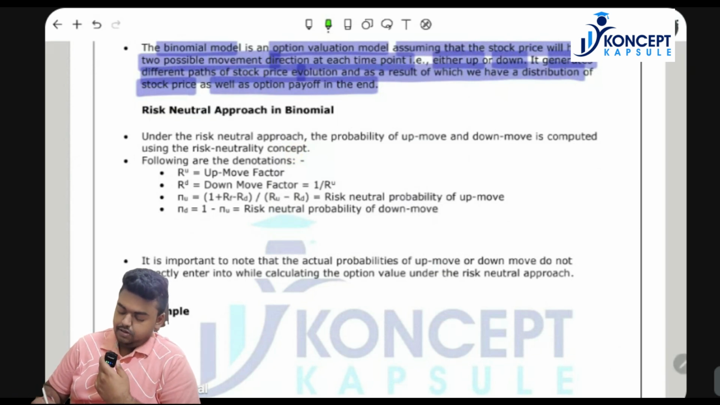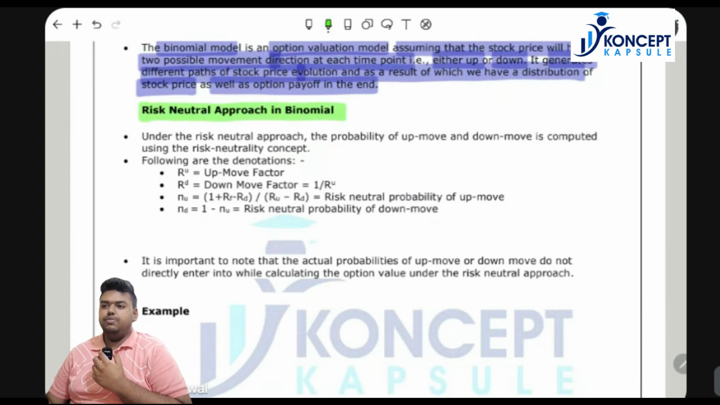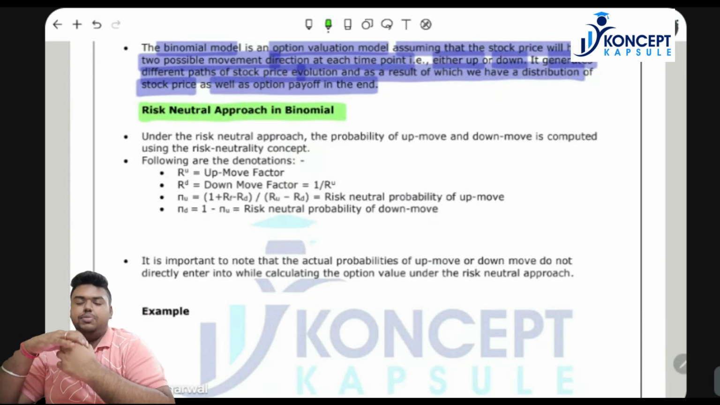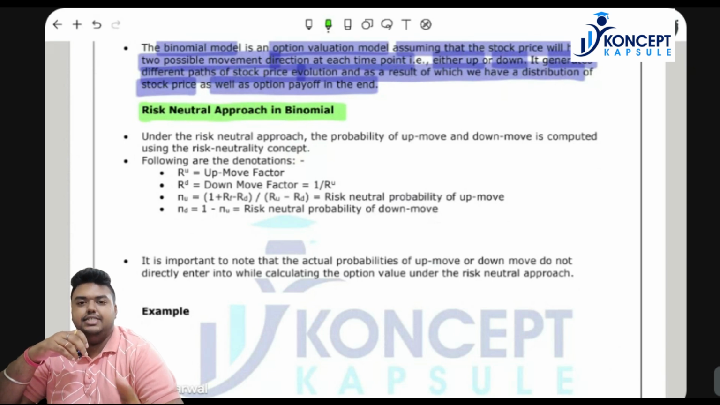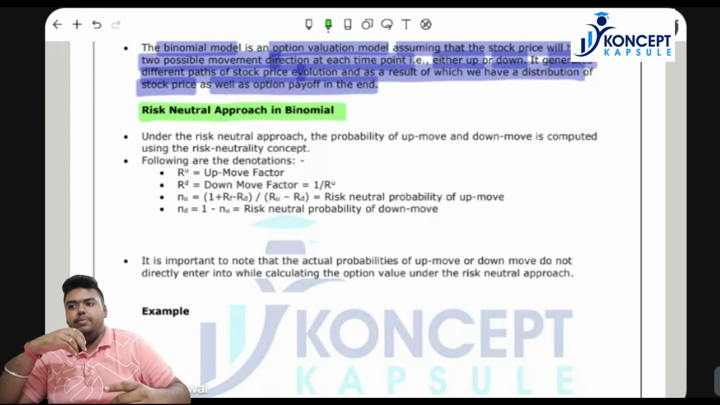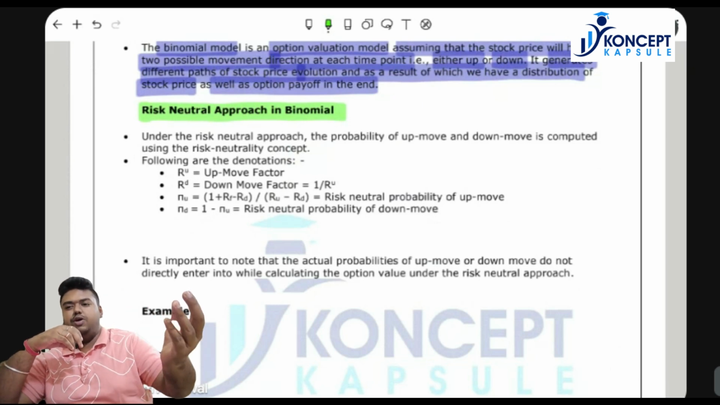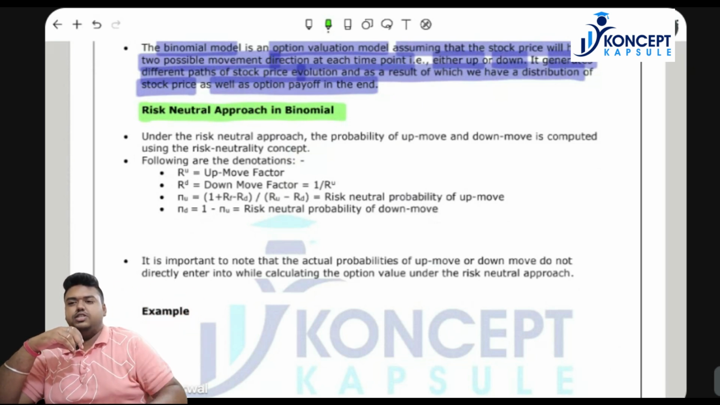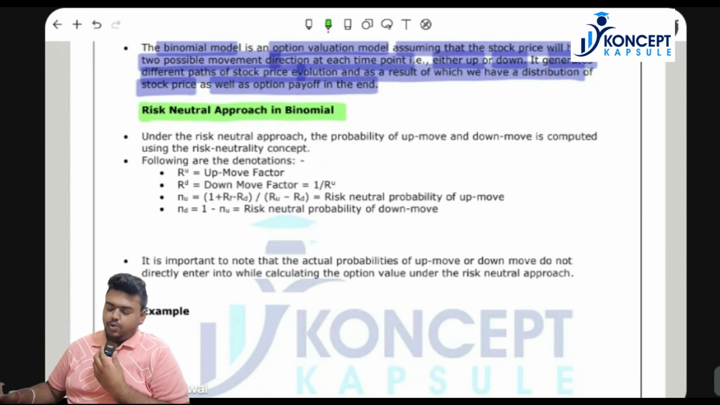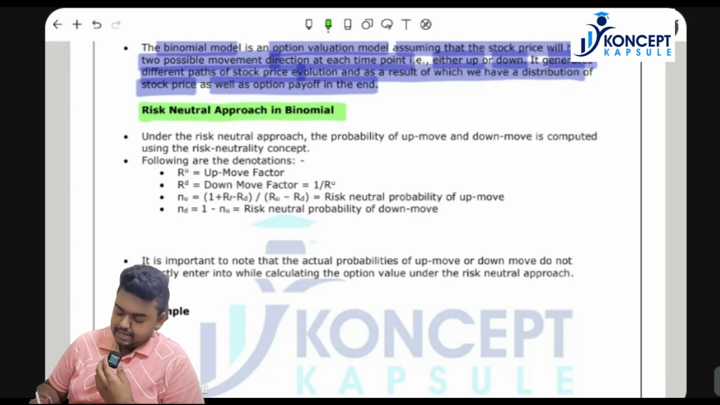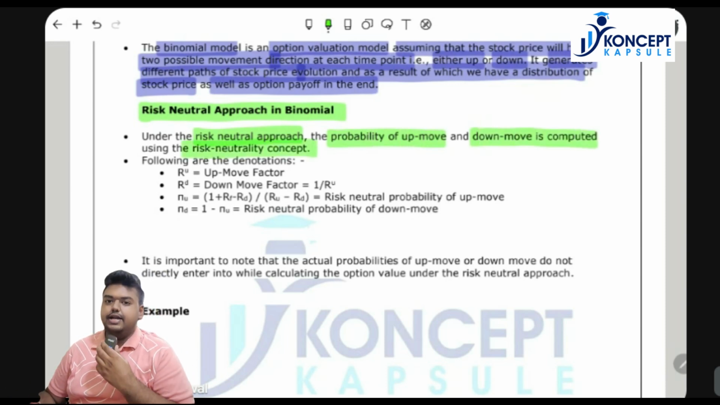Then it is saying that there is a risk neutral approach in the binomial model. So the binomial model in itself is saying that the prices of stock can only go up or only go down, because of which there are only two possible paths for an option payoff. Either it will be payoff plus or it will be payoff minus. This is the logic. Then we come to the risk neutral approach of the binomial model. What does it say? It says that under the risk neutral approach, the probability of up move and the probability of down move is calculated using the risk neutrality approach.